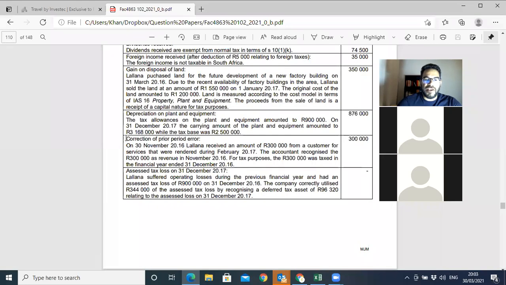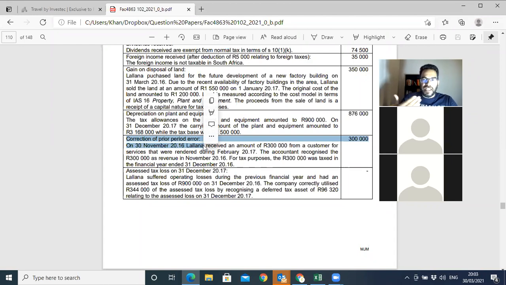So here we have a correction of a prior period. So what should have happened last year? They should have said debit bank, credit income received in advance, or credit contract liability. So last year there should have been a liability.